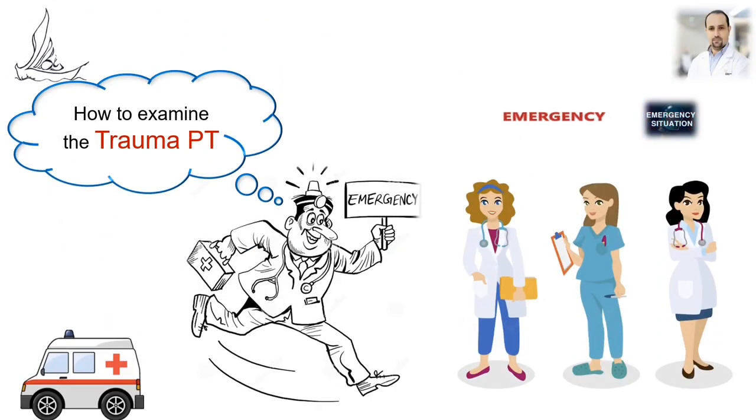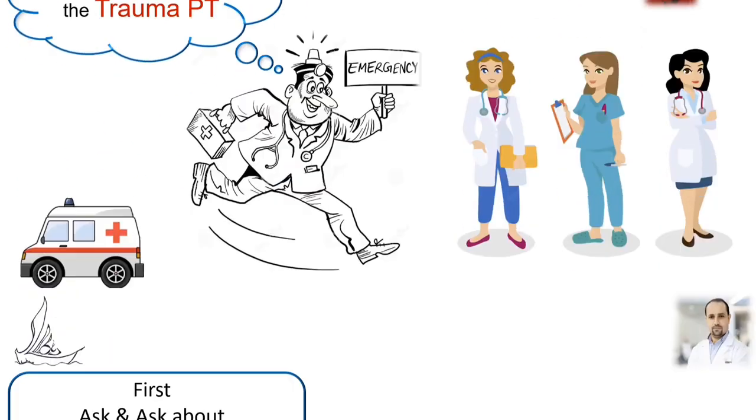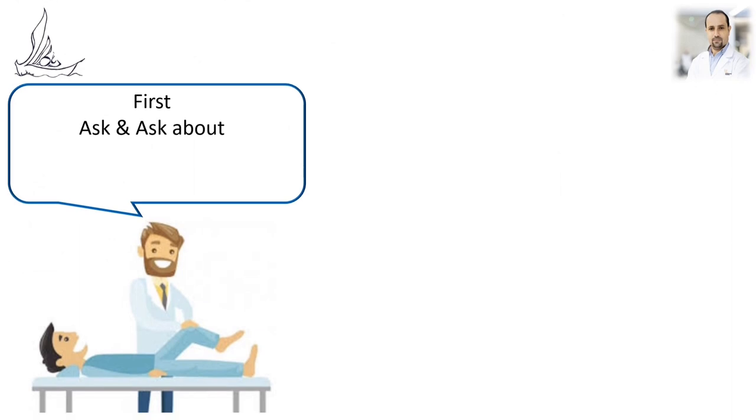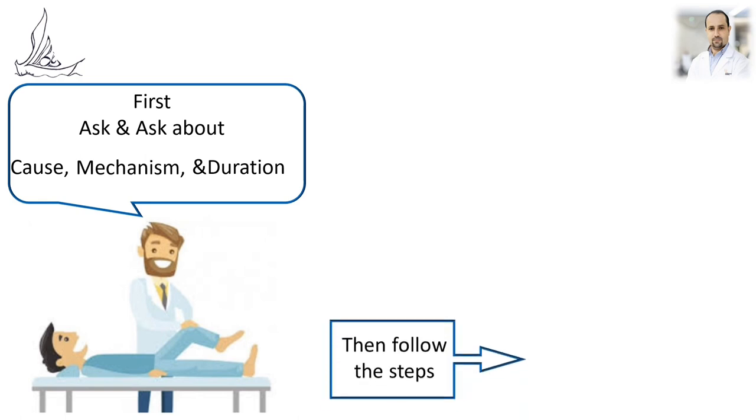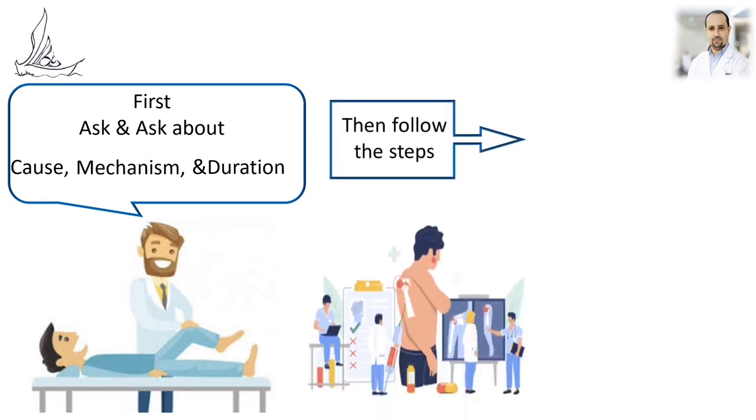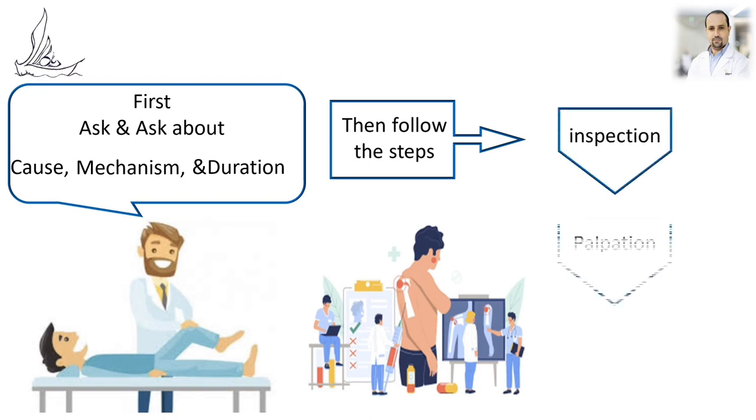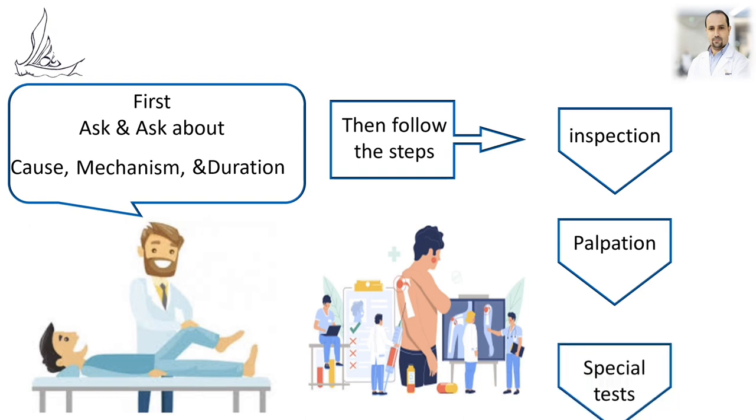How should we examine the trauma patient in ER? First of all, we should ask and ask. We should ask about the cause of the trauma, the mechanism, or the duration, or the lost time between having a trauma and entering the ER. And after asking, we should examine the patient by doing the following steps: the inspection, which means to see, the palpation, which means to feel, and finally to do the special tests.